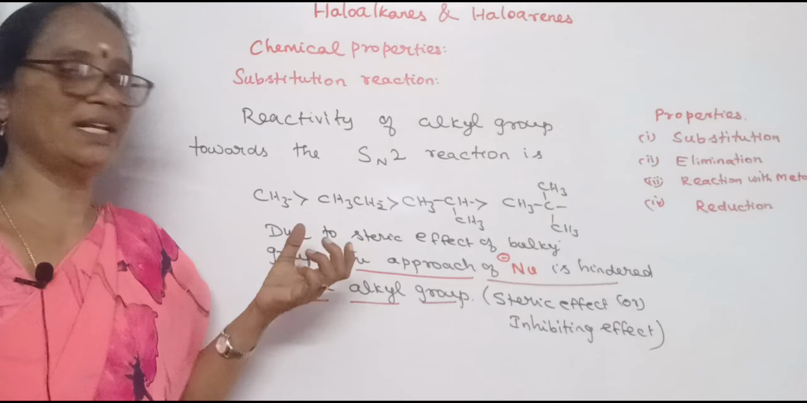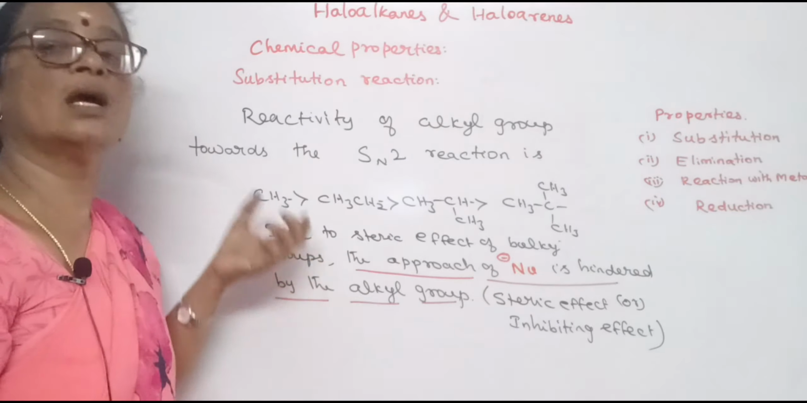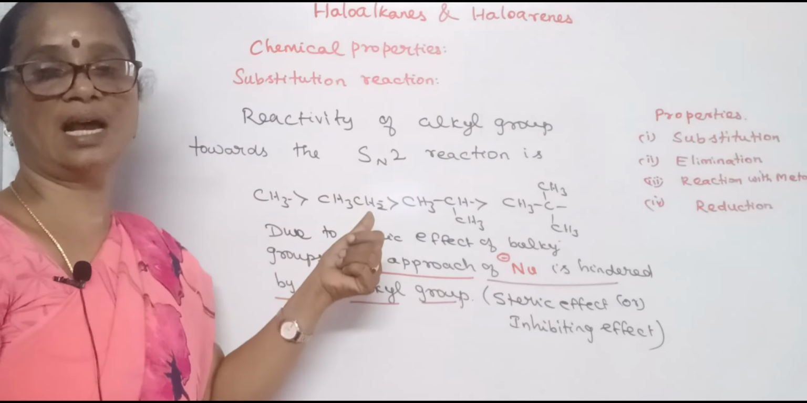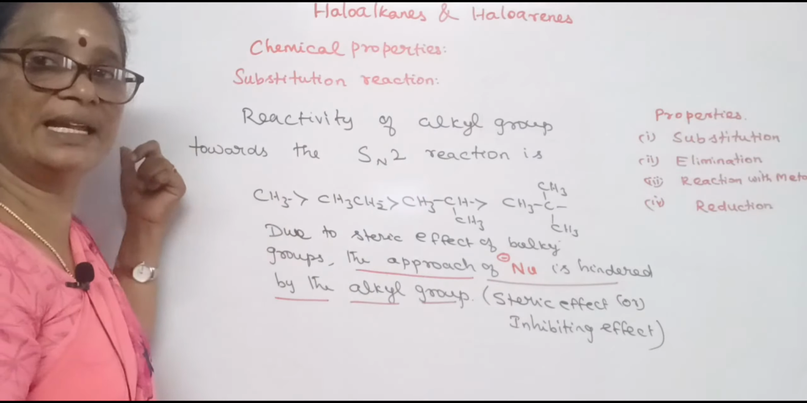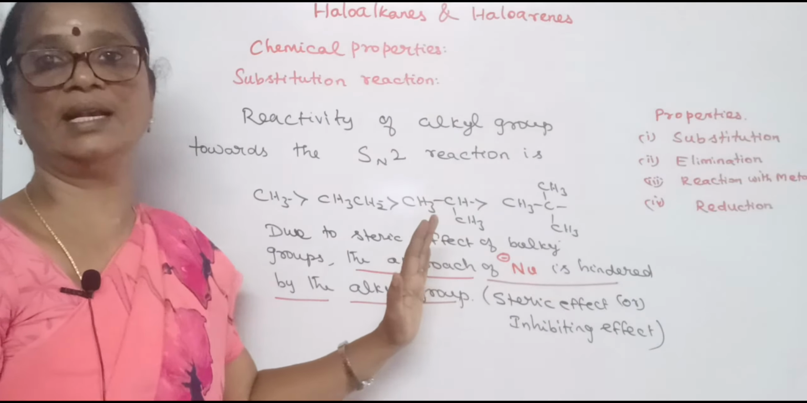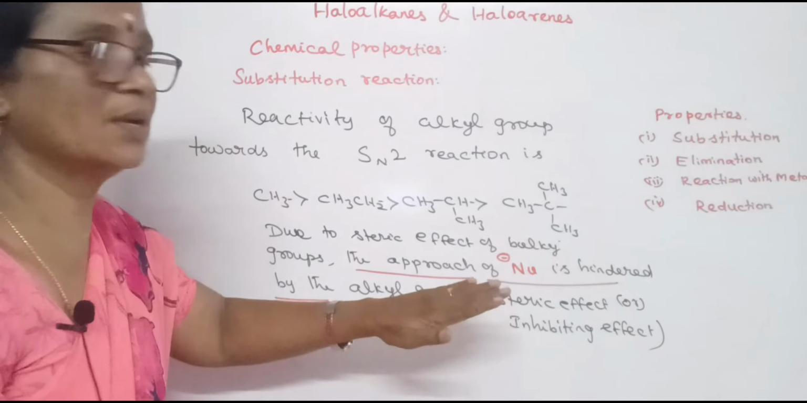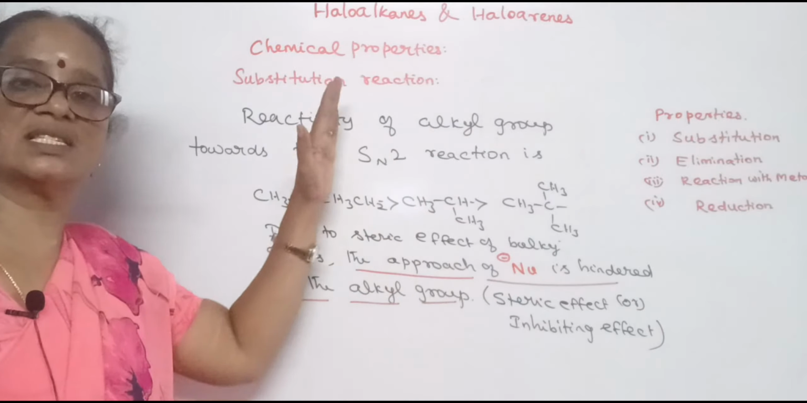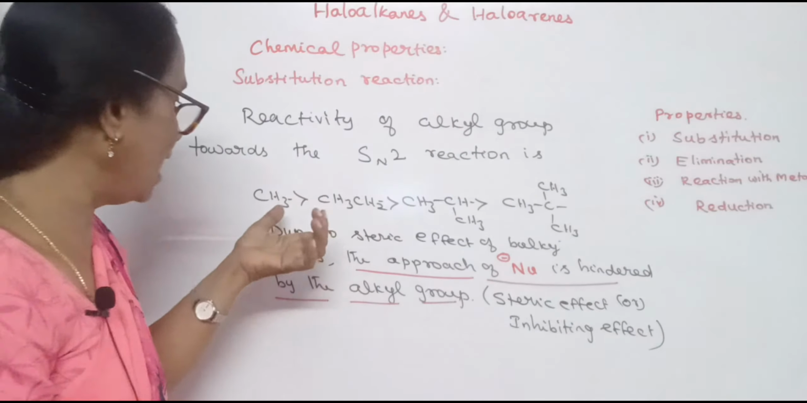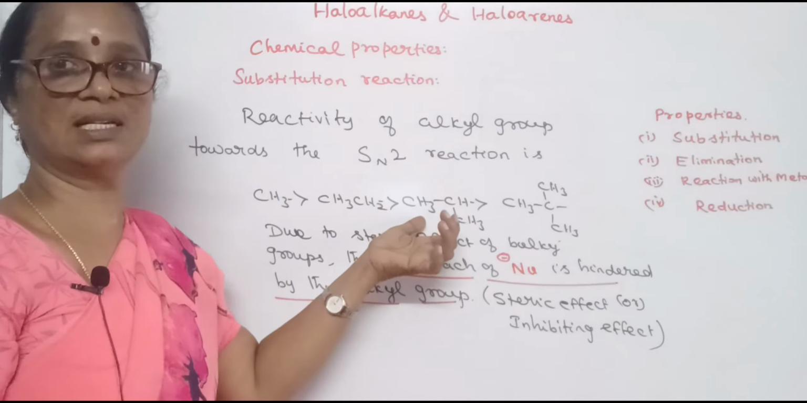Polar aprotic solvent does not solvate both the alkyl group and the halide ion, and hence the incoming nucleophile can easily substitute the halide ion. So the solvent to be used for an SN2 reaction must be polar aprotic. And the alkyl group effect we also discussed.